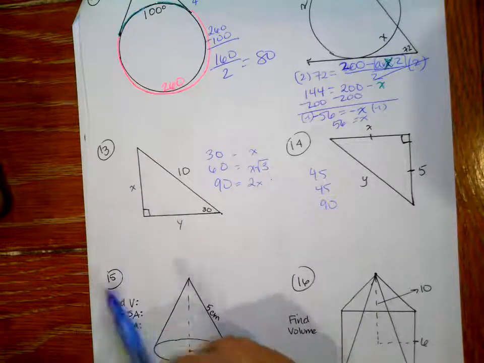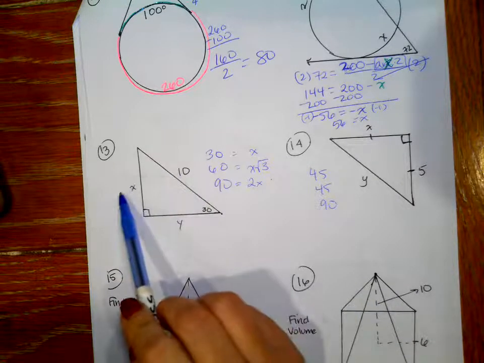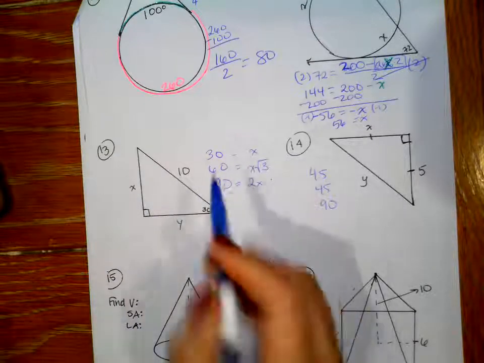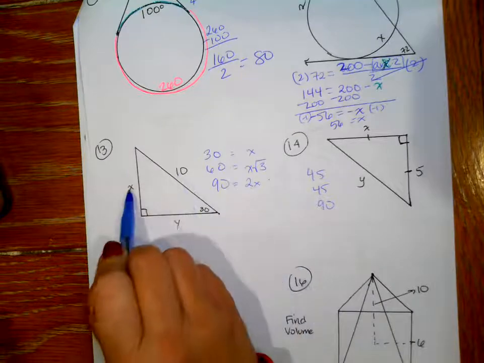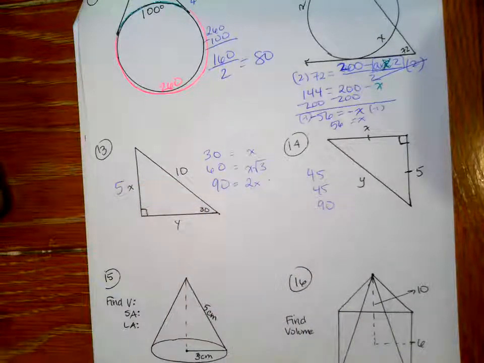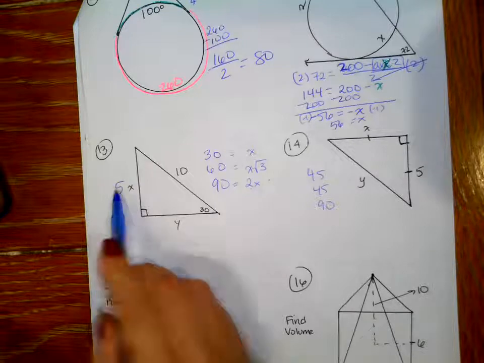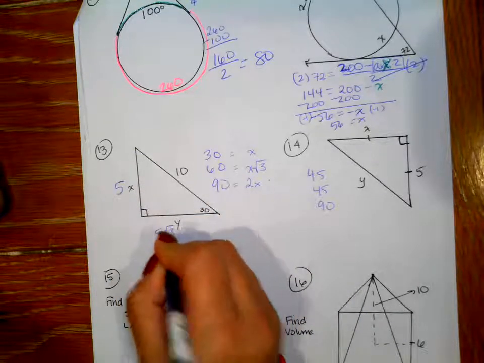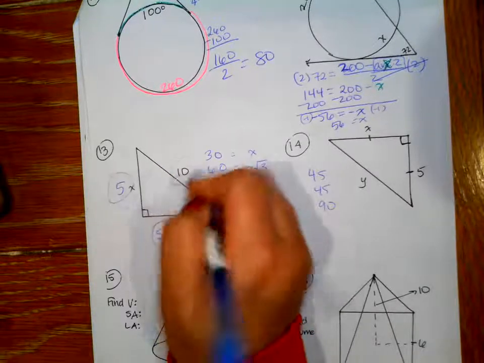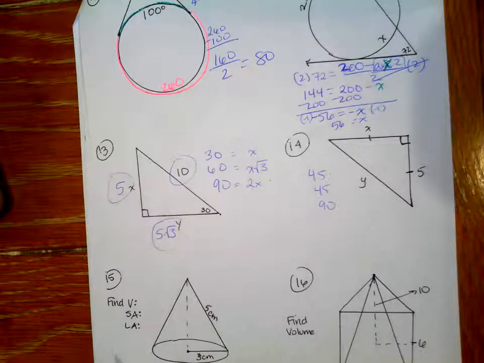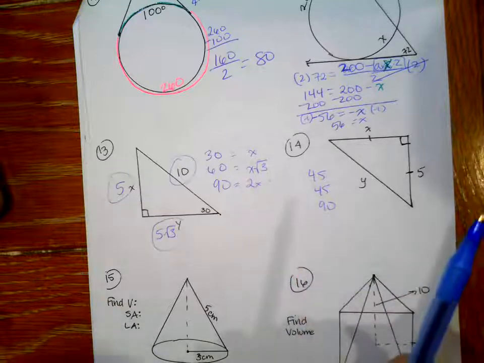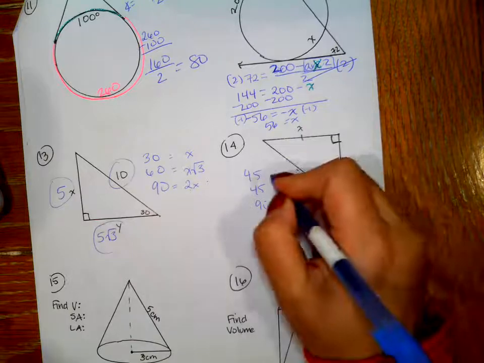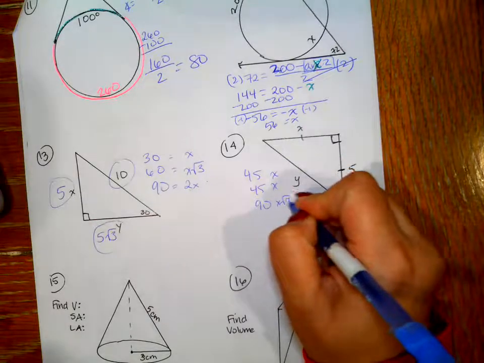So I could just solve that equation, or I could know that opposite the 30 is half of it. This one's half of this one. So I've got, this is 10, which makes opposite the 30, 5. And if this is 5, then it makes opposite the 60, 5 rad 3. Easiest way to do these, honestly, is just to memorize. Okay? X, 2x, x rad 3. For the 45, 45, 90, it's x, x, x rad 2.